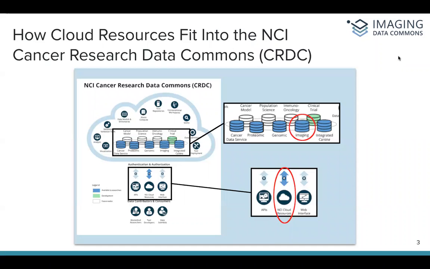So first of all, the diagram of the whole CRDC is provided on the left with the details showing the data nodes on the top there, including proteomic, genomic, imaging, etc. And then below that, we show the NCI cloud resources, which is intended to be the interface through which the various users of the system will be interacting with the data.